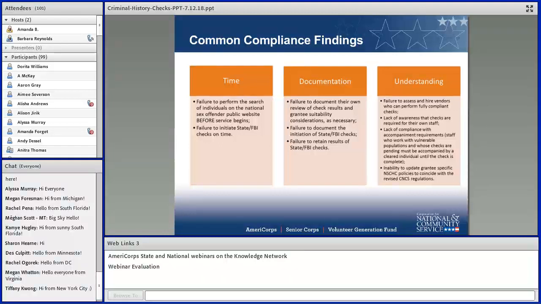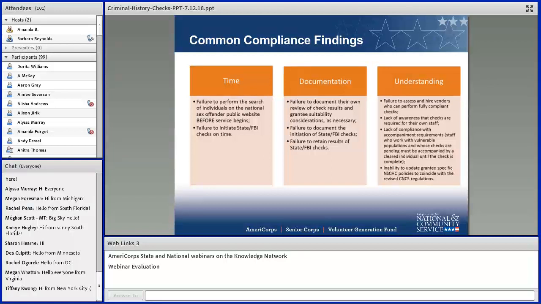And then also just failure to retain results of state and FBI checks. I was looking at a lot of IPERA results this week, and it's amazing all the responses that we get of people saying, we did this, but all the results have been destroyed. You have to keep the results. And then also understanding. Sometimes people don't understand that they have to do checks for their own staff. They do all the members, forget their staff. Sometimes they hire, very well-intentioned, a vendor to take on this burden for them, and it turns out the vendor does not have access to the right repositories, and then they are non-compliant.